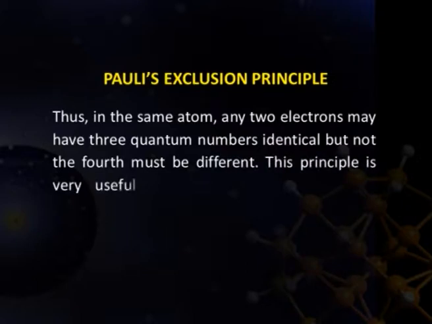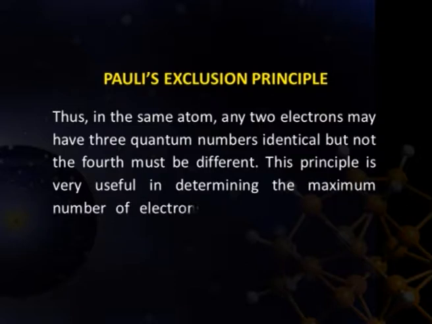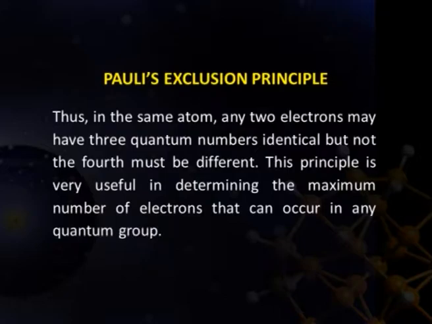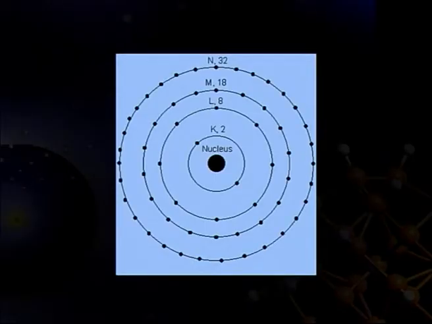This principle is very useful in determining the maximum number of electrons that can occur in any quantum group. These are the energy levels. Sub-energy levels are also there. The K shell can hold only 2 electrons, L 8, M 18 and N 32.